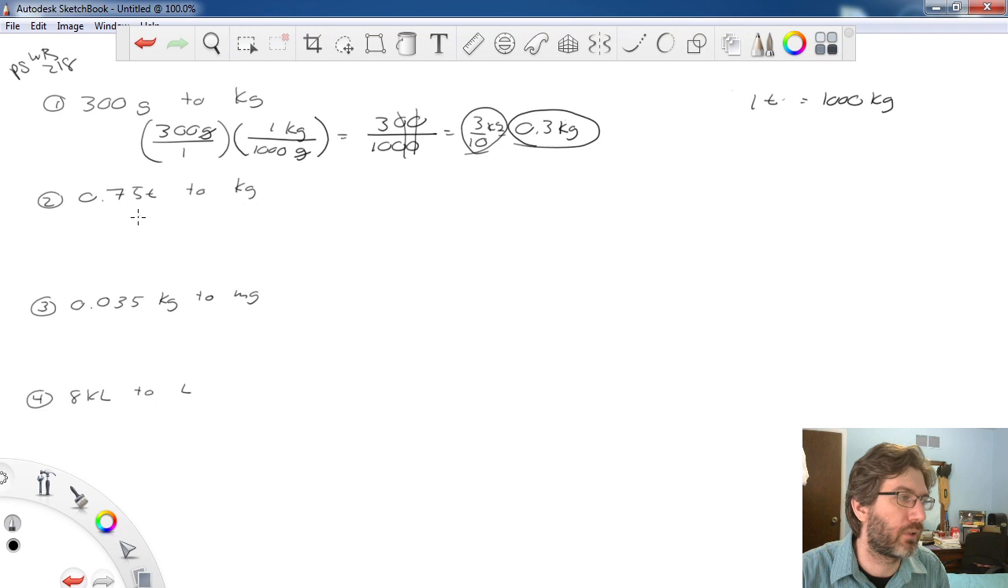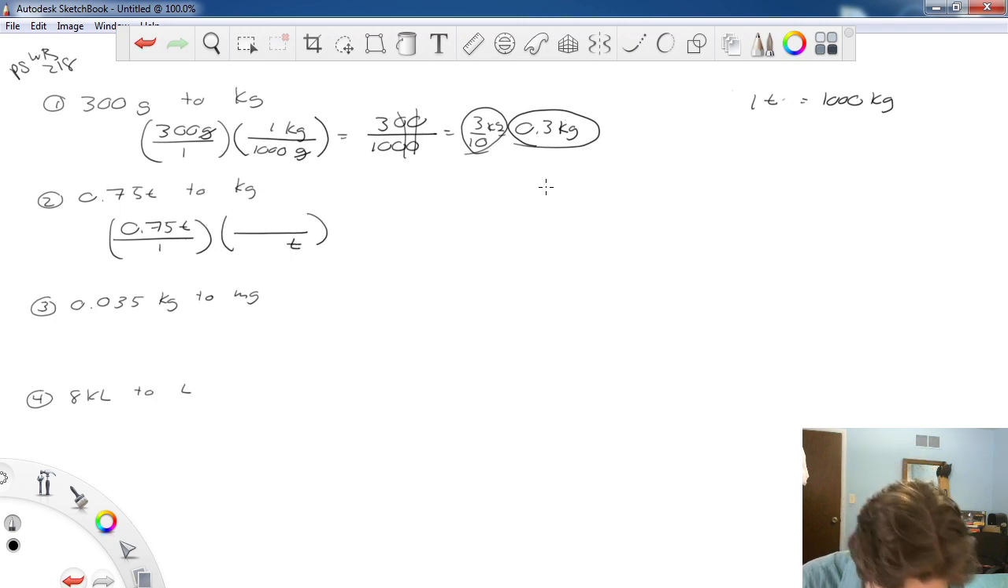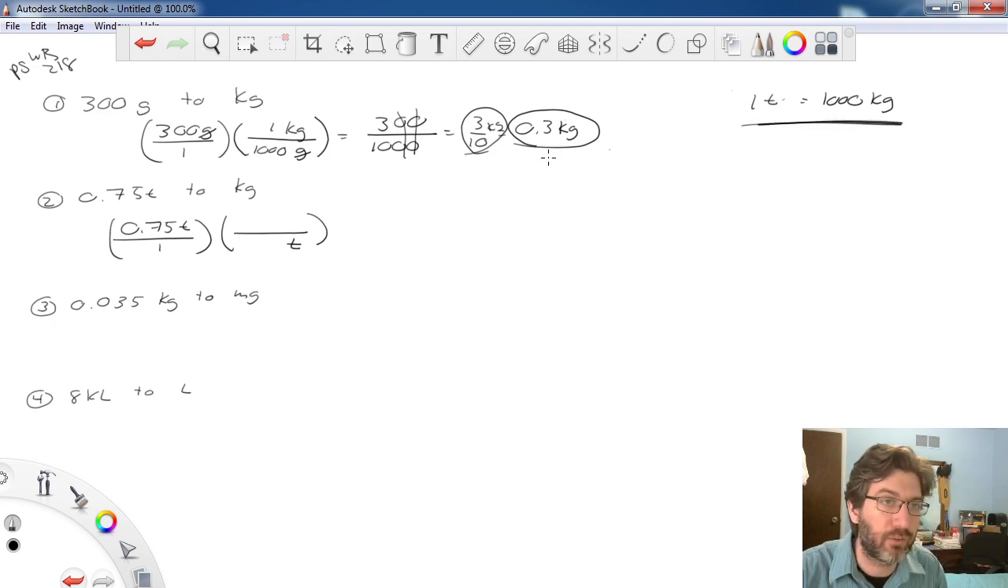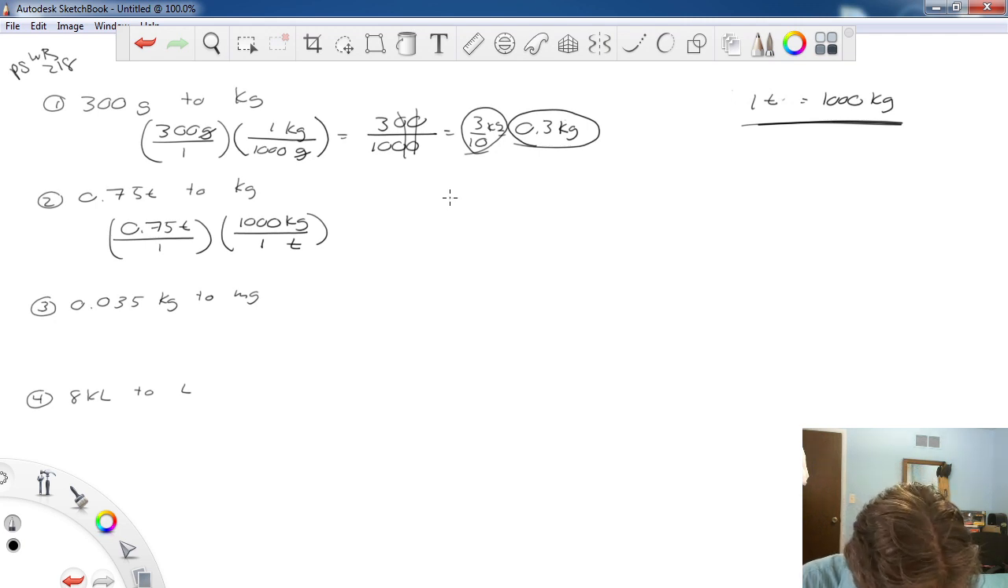But over here, same process. It's going to be 0.75 tons over 1 because we don't have a denominator here, and we want that tons to cancel, and we want to turn it into kilograms. Looking at the table, do we have something that relates to that? Yes, that's this right here. So I can relate that to kilograms and have my tons cancel, and I know 1 ton is 1,000 kilograms. Is that what it was? Yeah, 1,000 kilograms.